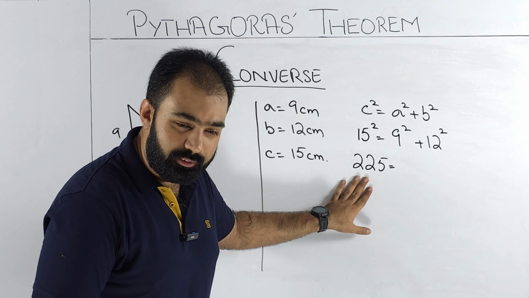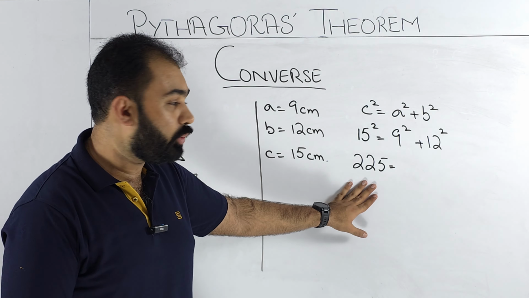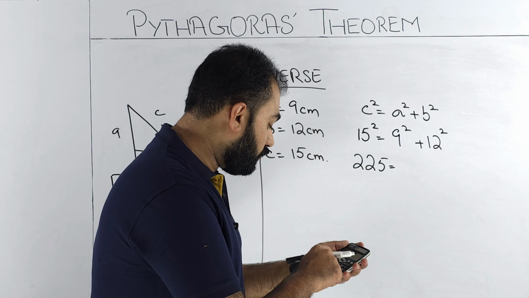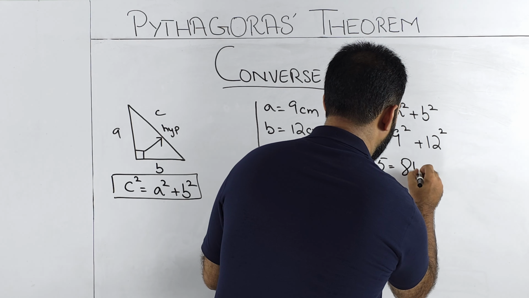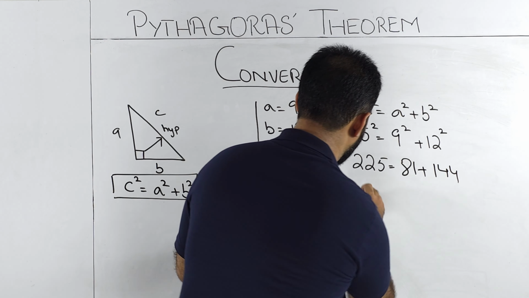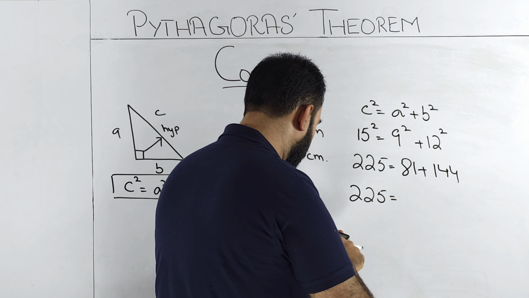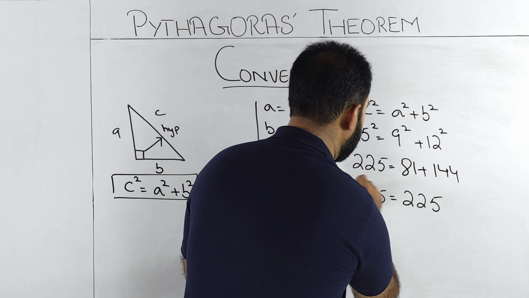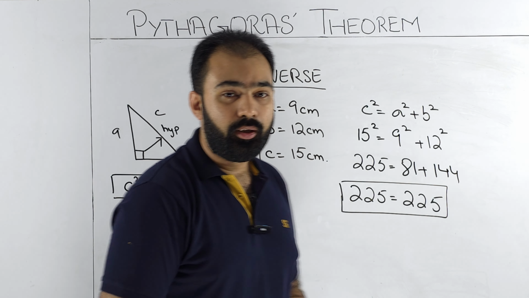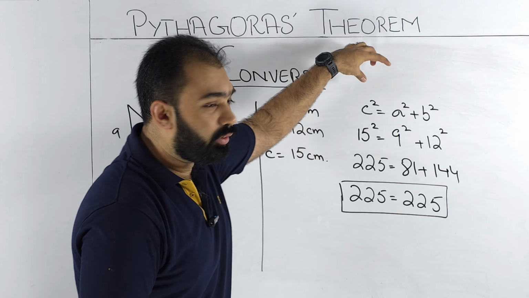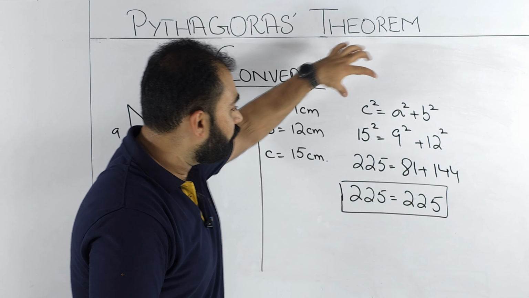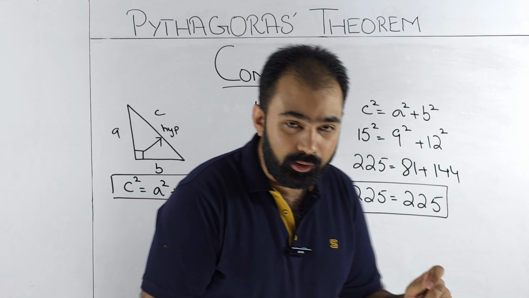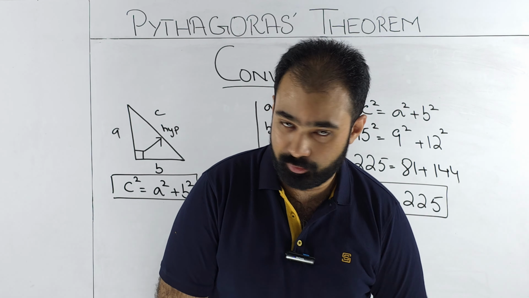The left hand side says 225. So the right hand side should also be 225. Let's see. 9 square is 81 plus 12 square is 144. So 225 is equal to 81 plus 144, that is 225. Yes, both the sides are equal. So if these three values are validating this equation for us, this means that these three lengths are basically of a right angle triangle.